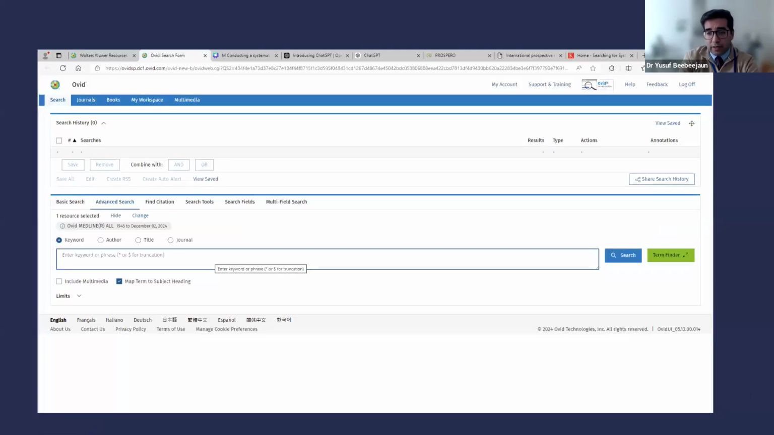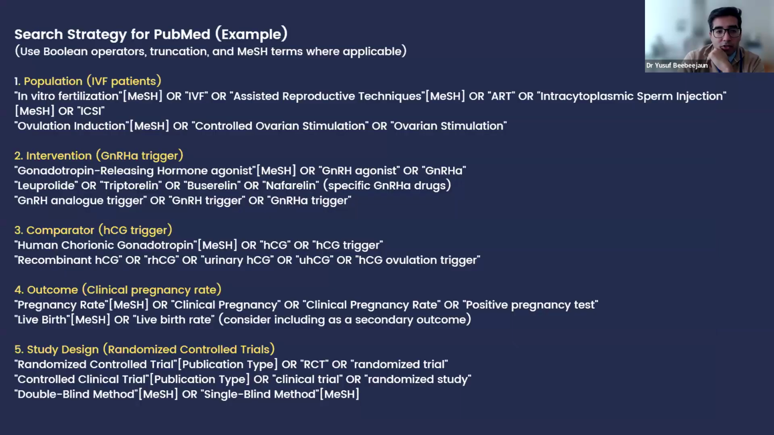And now we go on Ovid. This is what Ovid would look like. You register, you just sign in, and it will just be a blank page like this. And what you need to know now is actually how to speak to that platform. You've got different terms that you use. So the term that you need to know is something known as a MeSH term. So the MeSH term is the equivalent of how you tag your paper. And this is an example of how a MeSH term would be.